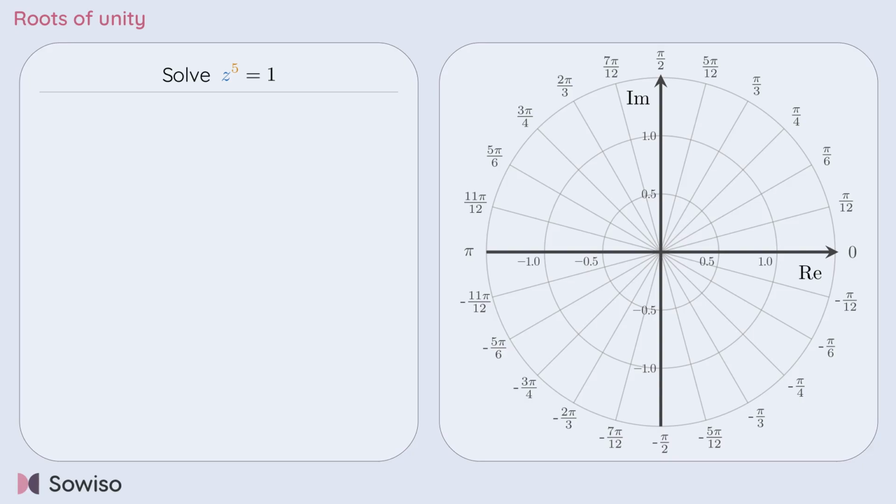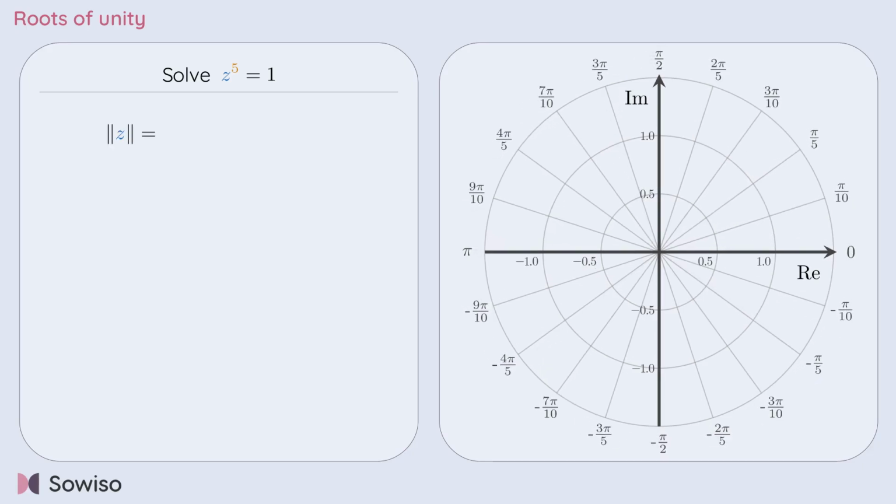Finally, we will solve z to the power of 5 equals 1. We have the norm |z| = 1 and the argument phi equals 2kπ divided by 5. This time we will consider negative k values.